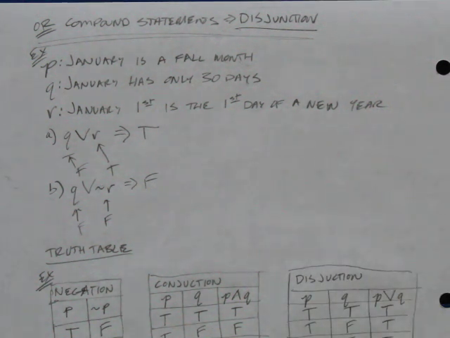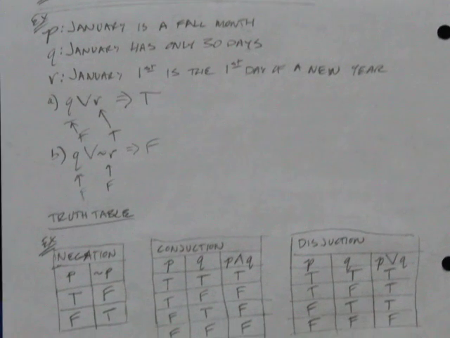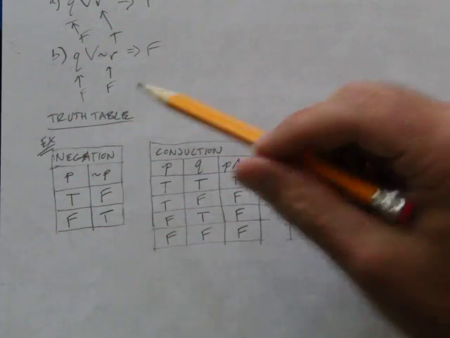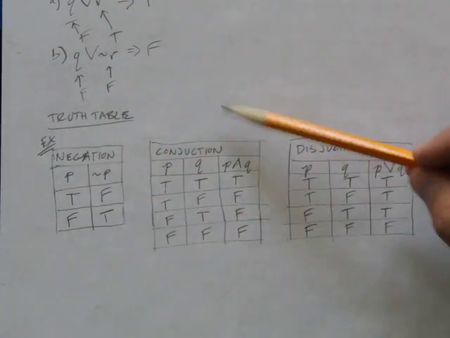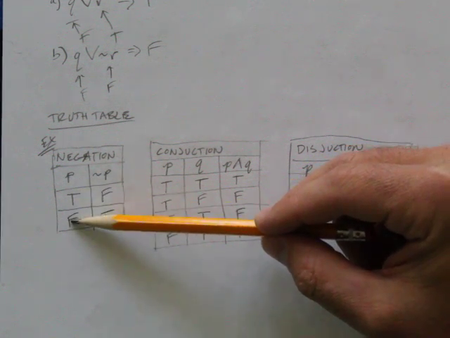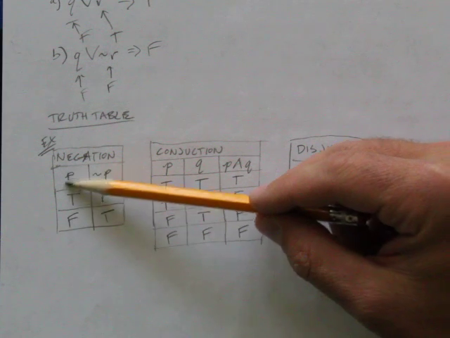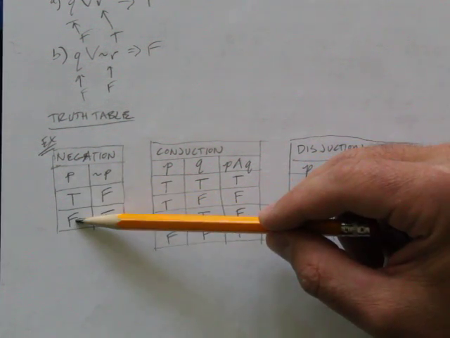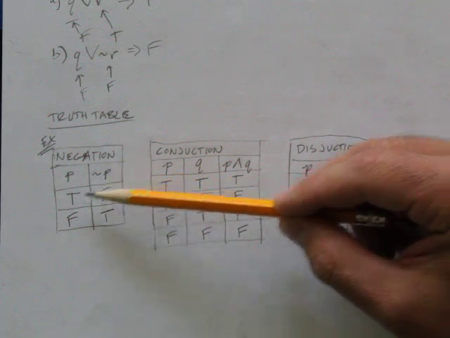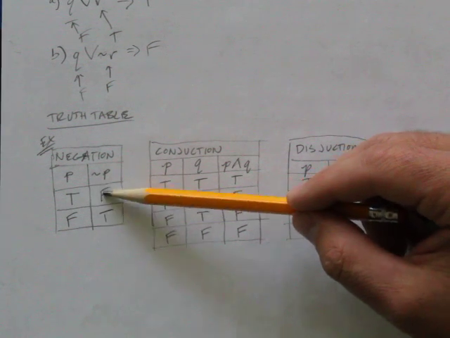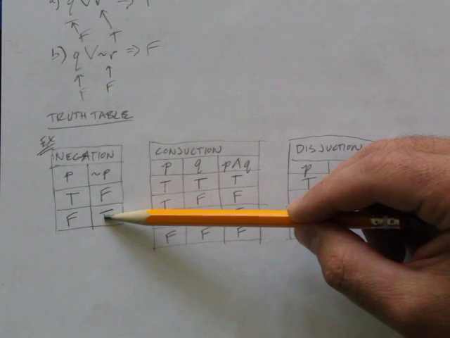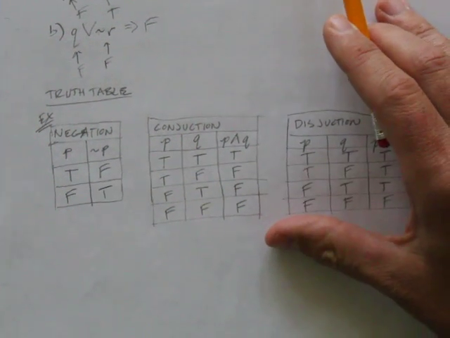Now, let's look at this truth table down here. We've got a few truth tables. These are just some examples. Here's P true and P false. So that means not P would be false. If P is true, then not P is false. If P is false, then not P is true. That's how that works.